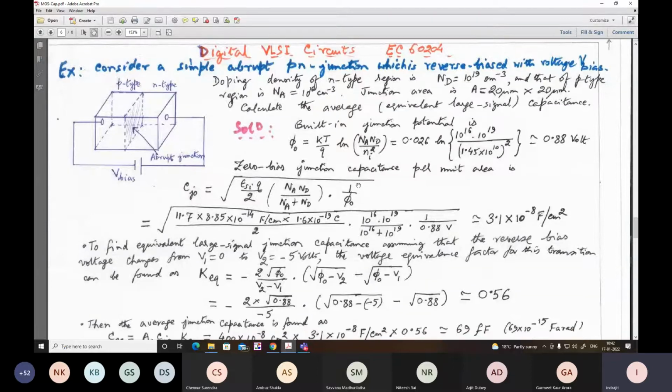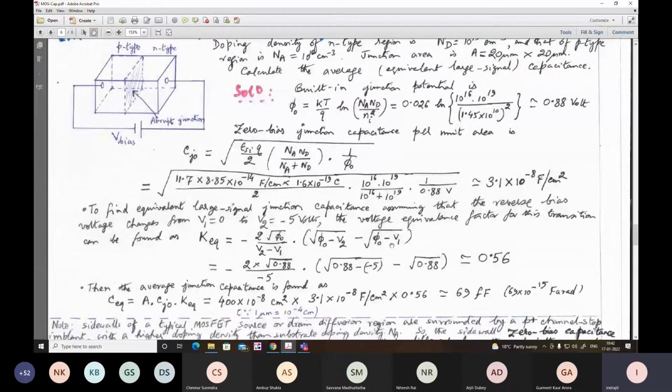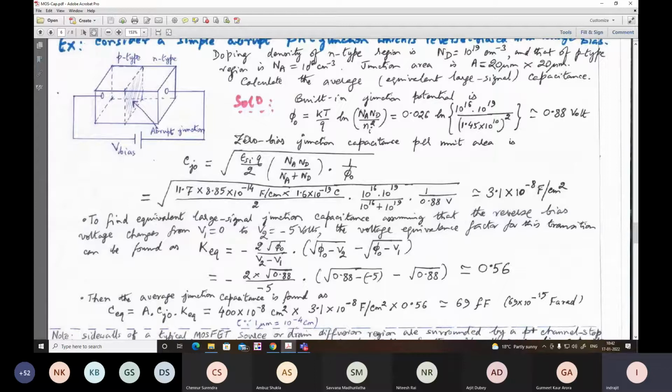Then the zero-bias junction capacitance per unit area will be in this form. Putting in the values that are within our knowledge, epsilon Si is 11.7 multiplied by the free space permittivity, then the electronic charge, and so on, you get the zero-bias junction capacitance per unit area to be 3.1 into 10 to the power minus 8 farad per centimeter square. Next, we will take a simplified view, that means the junction capacitance associated with this PN junction, note that this is reverse biased.